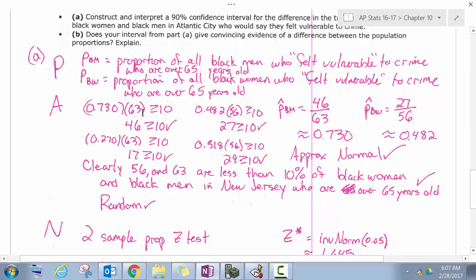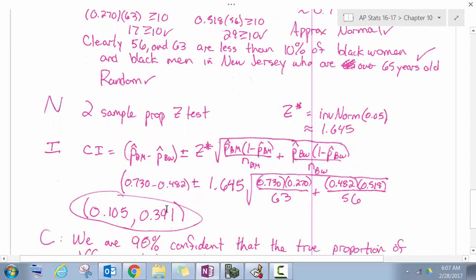So we run that through our tens. 0.73 times 63, 1 minus 0.73 times 63, 0.482 times 56, 0.518 times 56, and all four of these are good, so it's approximately normal. It's a lot of work to do that, but that's what we have to do. Clearly 56 and 63 are less than 10% of black women and black men in New Jersey who are over 65 years old. And it is random. So we can do a two sample proportion z-test.